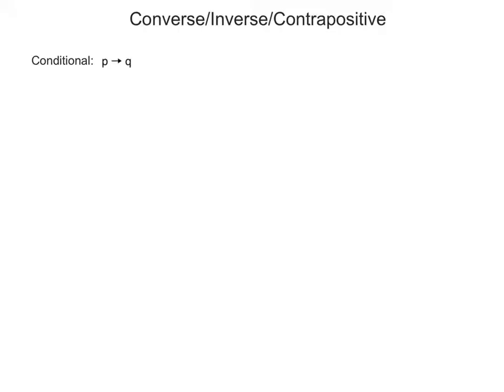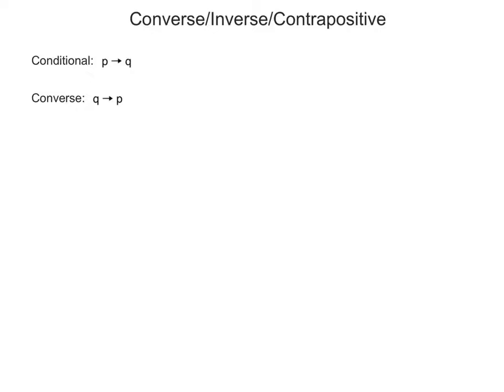So the first thing that we can do with if P then Q is we can actually just flip it around and switch the hypothesis and the conclusion. This is called the converse, and as you can see, all we did was flip around Q and P to get if Q then P. So that's our first option.